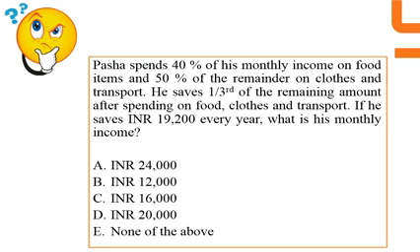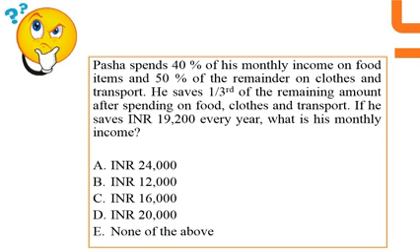The options are A. 24,000 Indian rupees, B. 12,000 Indian rupees, C. 16,000 Indian rupees, D. 20,000 Indian rupees, and E. None of the above. So, you have been given a question dealing with percentages and you have to finally find the monthly income of Pasha. That is the person given in the question.